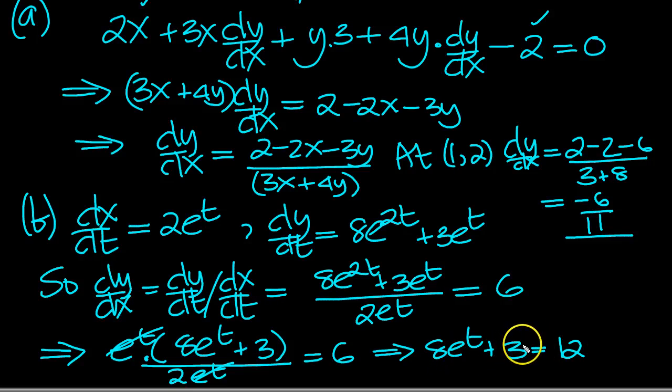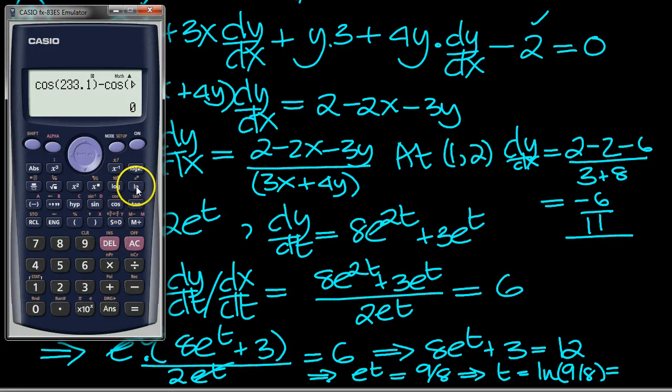So that tells us then that e to the t is equal to 12 minus 3 is 9, and then move the 8 down, 9 over 8, and then we can just take logs now. So t is log e of 9 over 8. So there's t, and we need to give it to 3 decimal places, don't we? So it's the natural logarithm of 9 divided by 8, to 3 decimal places, 0.118.